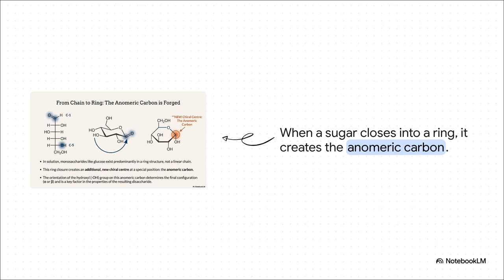Okay, so how does this master switch even get made? Well, a sugar like glucose doesn't just hang out as a straight chain. It's kind of floppy, so it folds up on itself to form a much more stable ring. And in the process of closing that ring, boom, it creates a brand new, very special chiral center. And that is the anomeric carbon. This is the spot where all the magic happens.